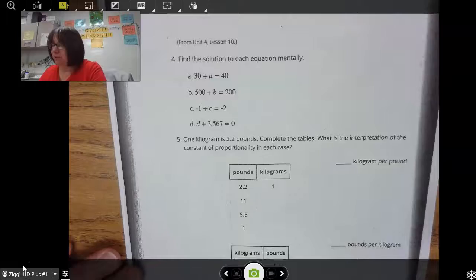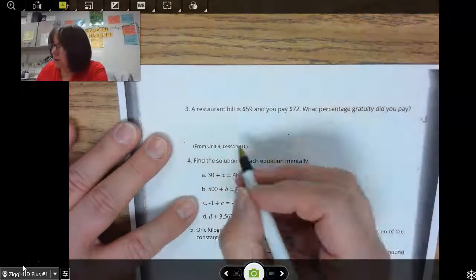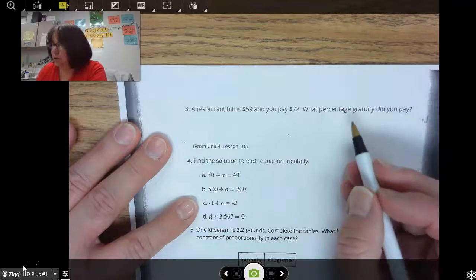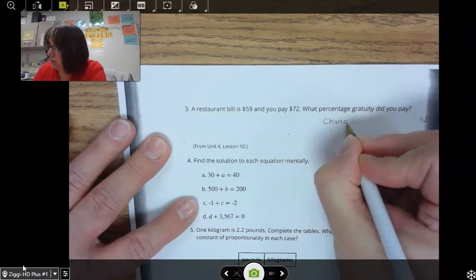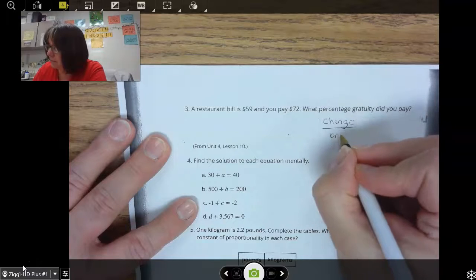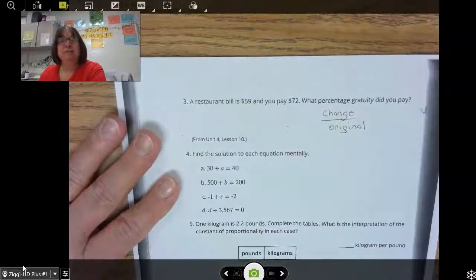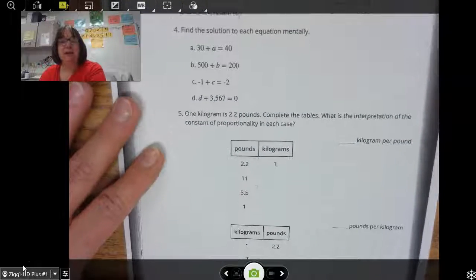And then number 3, I want you to remember when you are finding a percentage, you know the original, you know the result, you're looking for the percentage, you take the change and you divide by the original. Change and divide by the original. All right, and then number 5 is asking you to find the constant of proportionality.